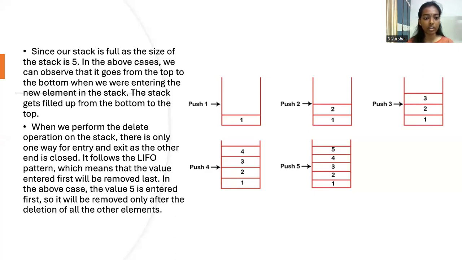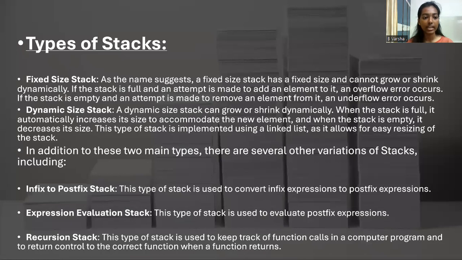When we perform the delete operation on the stack, there is only one way for entry and exit, as the other end is closed. It follows the LIFO pattern, which means the value entered first will be removed last. In the above case, the value 5 is entered first, so it will be removed only after the deletion of all the other elements.